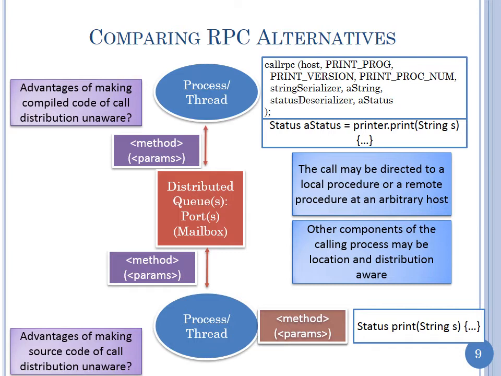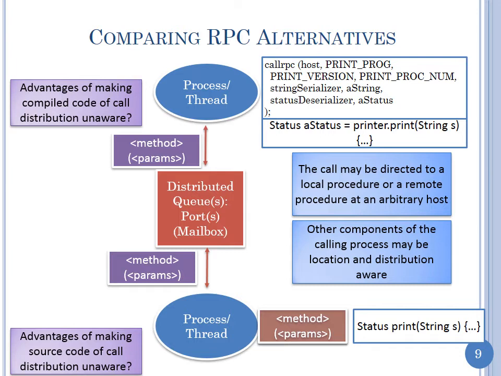to ask, what is the advantage of making the compiled code of call distribution unaware? Okay, not the source code, but even the compiled code. Okay, so I'm saying the compiler doesn't know that this call is remote or local. In one case, the programmer didn't know. The programmer wrote this, but the compiler could do some magic underneath. And now I'm saying the compiler also doesn't know when processing that call.